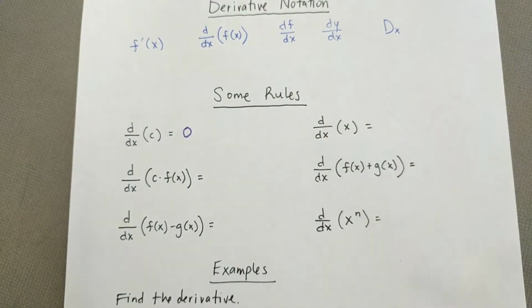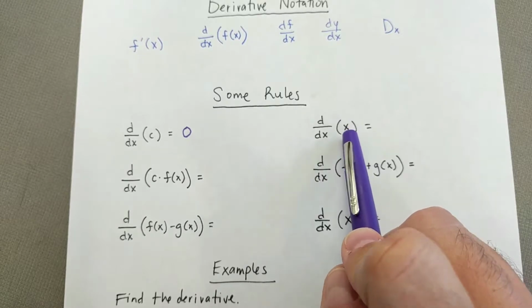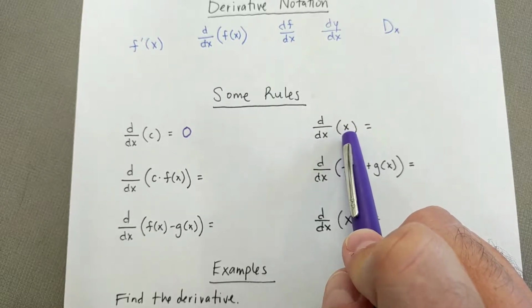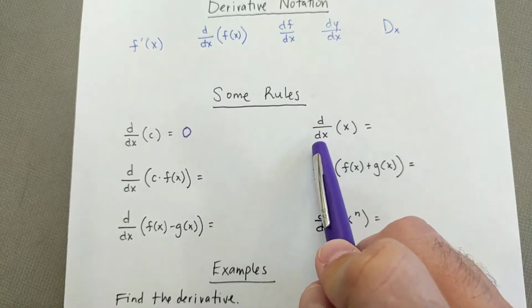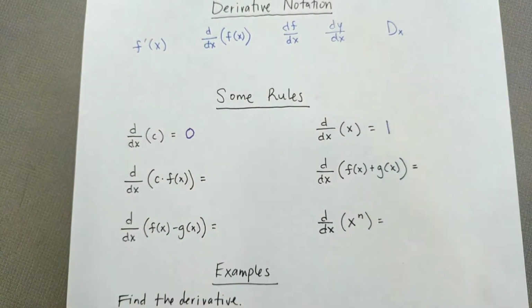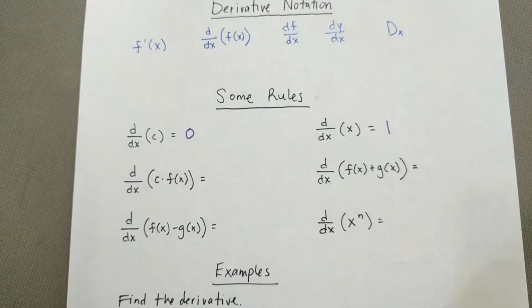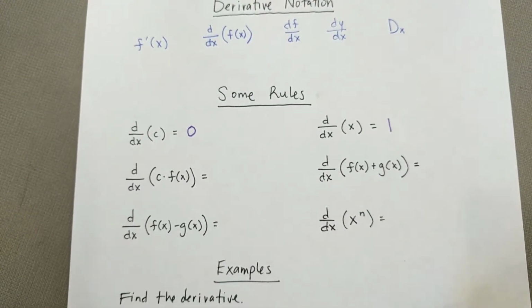You could also prove that using the limit definition. Same sort of thing here. You can think about, all right, that's just a linear function with a slope of 1. This is saying what is the slope of that function, so this will always be 1. Also provable using the limit definition.